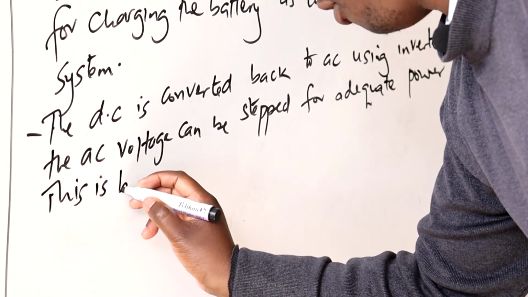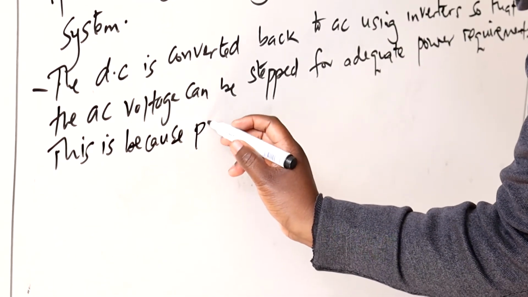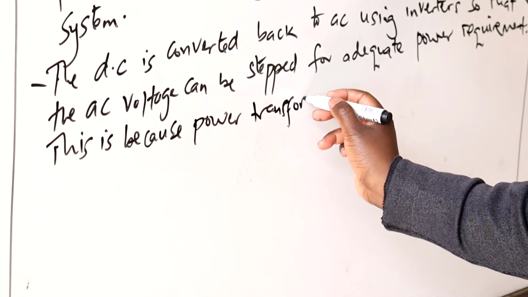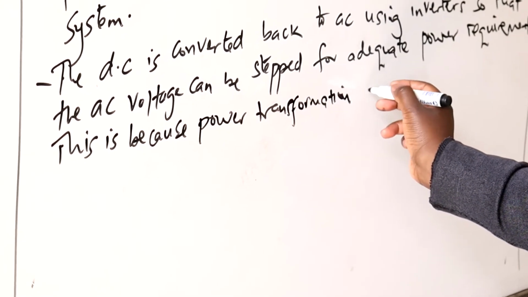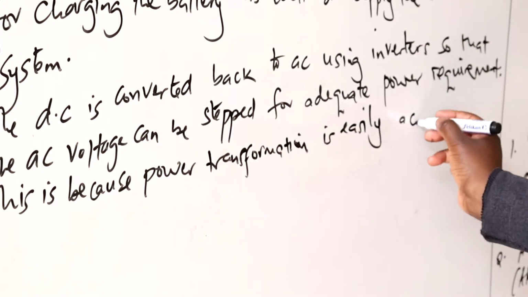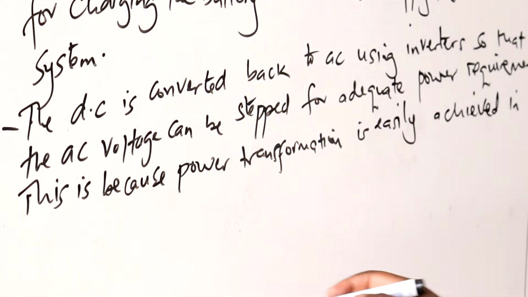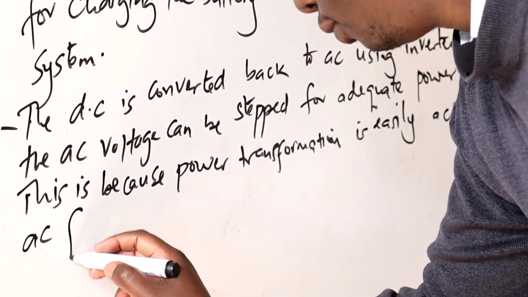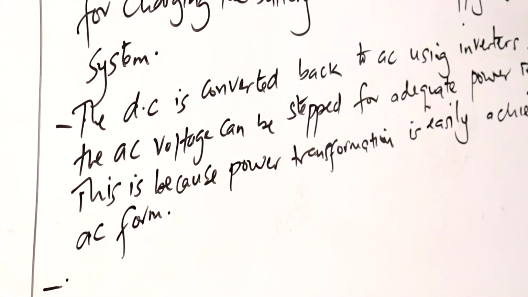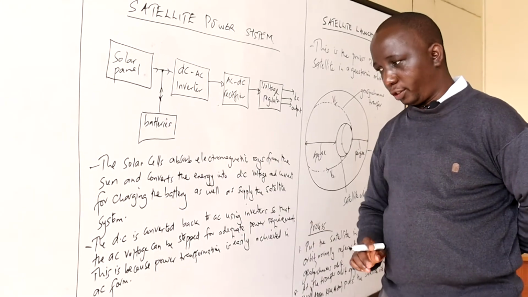This is because power transformation is easily achieved in AC form. So we have converted that. When you also look at that, the AC is converted back to DC.